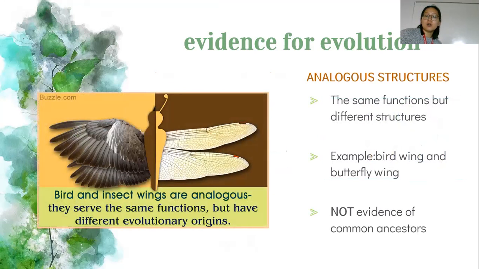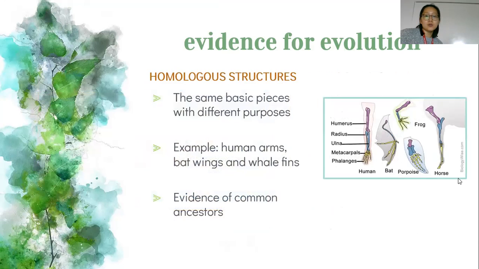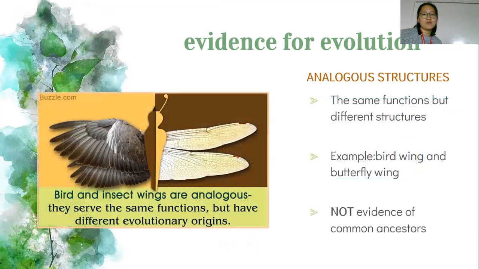Analogous structures are the same functions but different structures. So, for example, a bird's wing versus a dragonfly's wing. They're both used for flying, but the internal structure is very different. Whereas birds have bones, muscle, skin, and feathers, the insect's wings are just made out of exoskeleton. These are not evidence of common ancestors, but the previous example for homologous structures are strong evidence for a recent common ancestor, meaning that these species diverged or branched or separated from each other a lot more recently than, for example, these two.